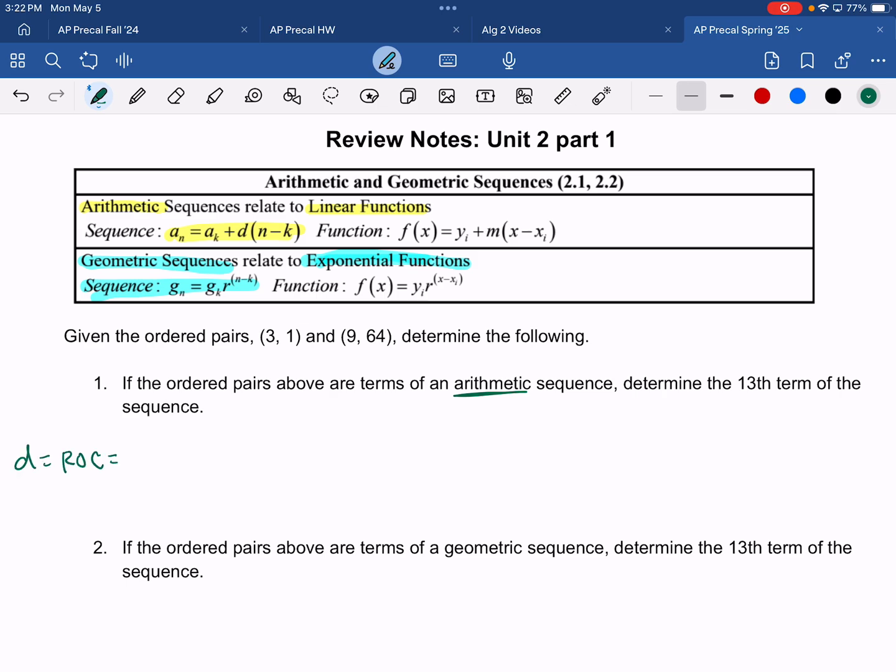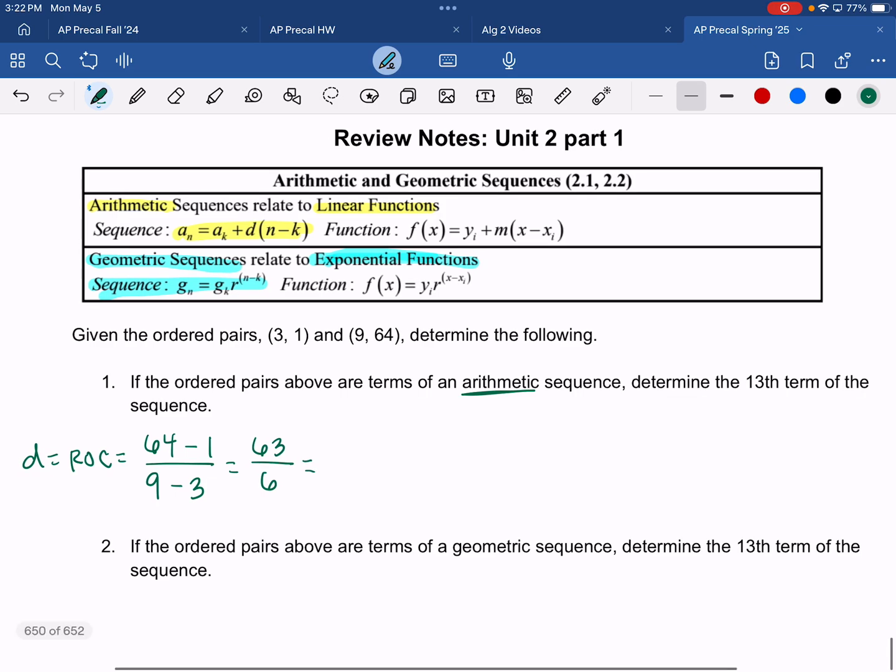So if you want a shortcut, if you're stressed for time, you can always basically do the slope formula, find the change in your outputs over the change in your inputs. So this means the pattern changed by 63 in 6 terms. And then we can reduce that, or maybe we'll have a calculator. Let's divide by 3. 21 over 2, or 10.5, either one.